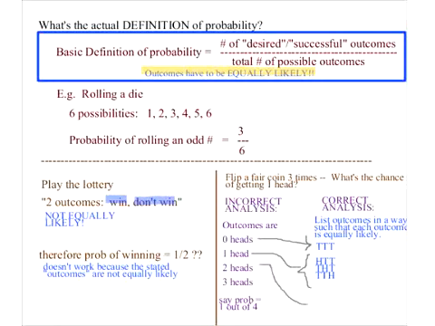Same thing with 2 heads, you can get that in 3 different ways. You can get head, head, tail, head, tail, head, and tail, head, head. But 3 heads you can only get in 1 way, the way that's head, head, head. So these don't work because they're not equally likely.